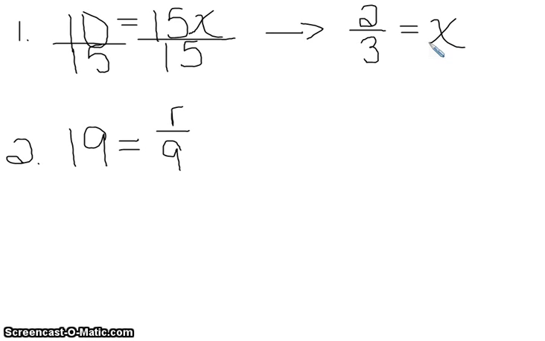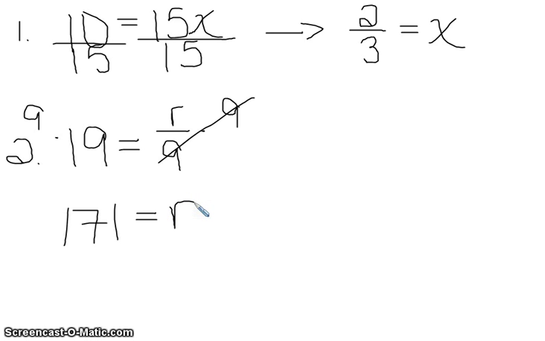Now on question number 2, we're dividing by 9, so the opposite would be to multiply both sides by 9. So if I multiply 9 times my 19, you should have gotten 171, which equals r. So 2 answers there for your problems.